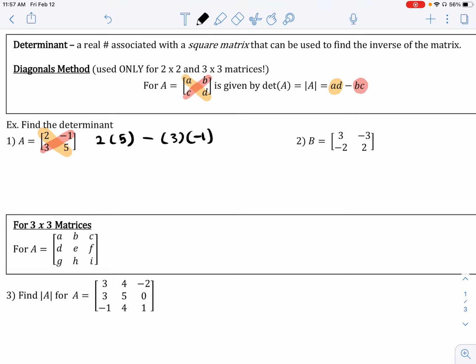So we can then say that the determinant of this 2 by 2 matrix is the result of taking 10 minus negative 3, which is just 10 plus 3. So our determinant here is 13. Go ahead and try to find the determinant of number 2 on your own.